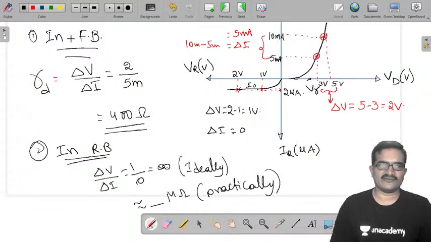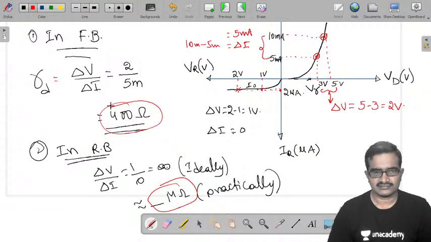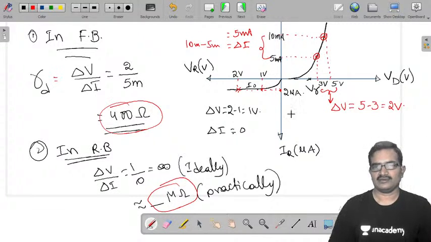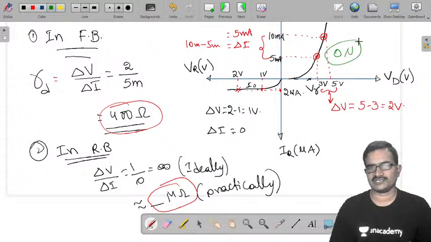So mega ohms of resistance is a very high value compared to 400 ohms. Okay, so it behaves like an on switch in forward bias because of low resistance. Because of low resistance it behaves like an on switch, and because of mega ohms of resistance here, it behaves like an off switch.